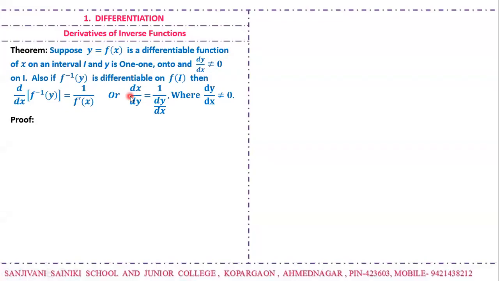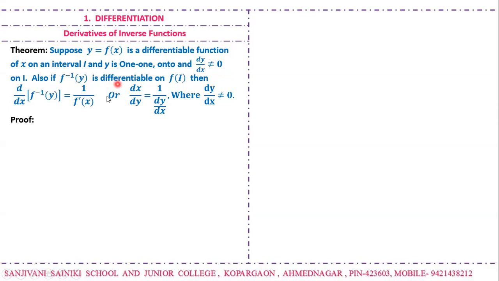Let us learn the theorem which may be asked in the board exam for 4 marks. So you have to study it by heart and recite it well. What is the theorem? Suppose y is equal to f of x is a differentiable function of x on an interval I, and y is one-one onto, and dy by dx is not equal to 0 on I.